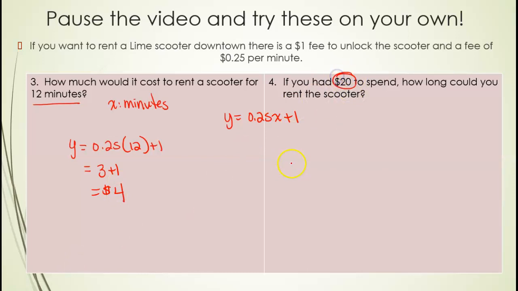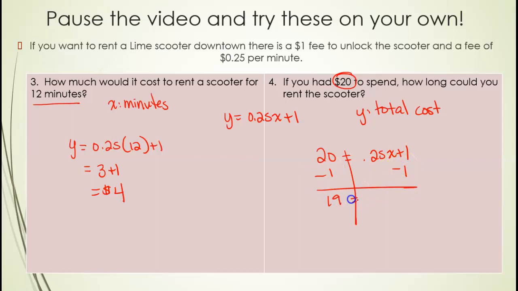Number 4 is different because they're giving us our total cost. Our total cost is not our x. Remember, we said y was our total cost. So you should be substituting the 20 in for the y. So that's 20 equals 0.25x plus 1. Now I have to solve this by isolating x. Subtract 1 from each side, so I get 19 equals 0.25x. Divide both sides by 0.25, and I get x equals 19 divided by 0.25, which is 76 minutes even. Good job.